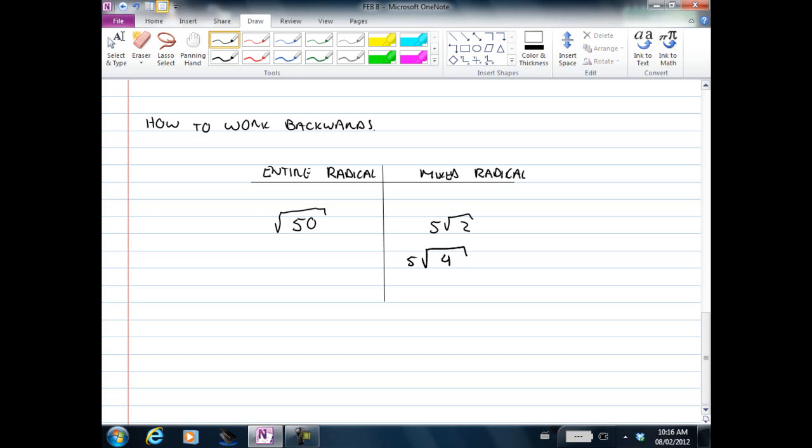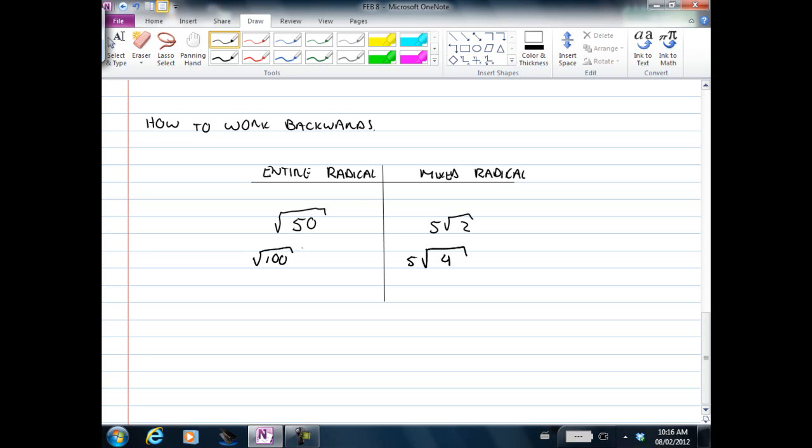How do you work backward? That's a key now. How do you work backwards? This is the key. Loveline, take a guess. What do you think it's going to be? Root 100 is actually correct.